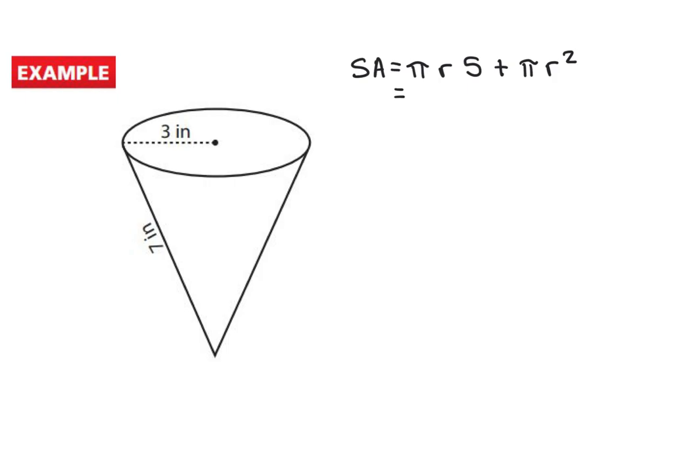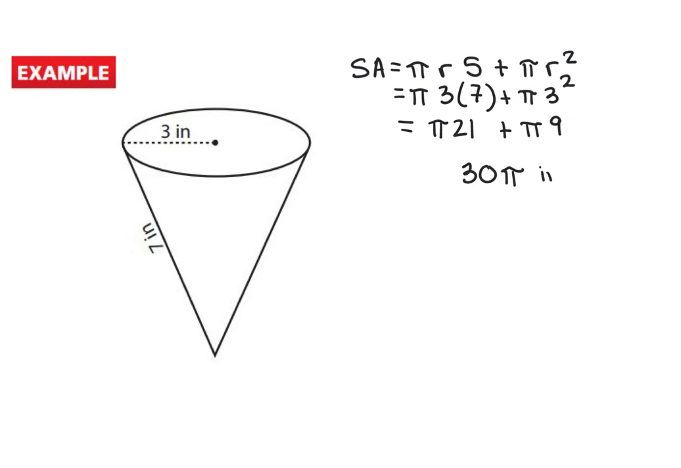So we're going to start with our circular base. That's going to be pi times 3 squared, which is pi times 9, or 9 pi. Then we can talk about the lateral surface area of our cone. That is pi times the radius, which is 3, times the slant height, which is 7. 3 times 7 is 21, or 21 pi. So 21 pi and 9 pi is 30 pi inches squared.